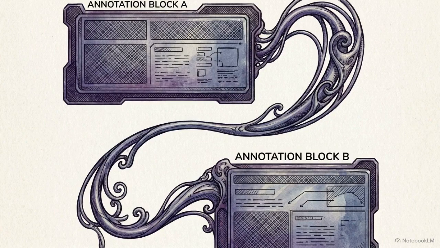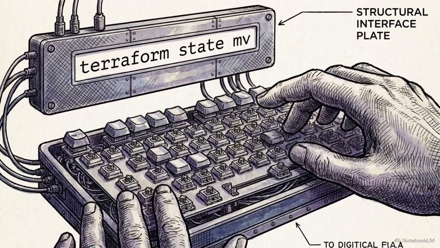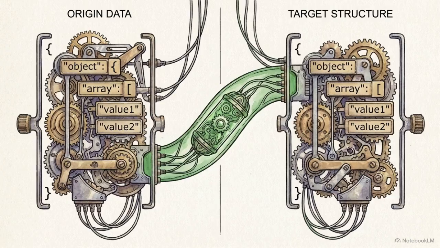For logical refactoring, you can inject moved blocks into your HCL. This explicitly tells the dependency graph that a resource has simply changed its address, avoiding replacement entirely. When manual intervention is required, the Terraform state move command allows administrators to safely restructure the contents of the .tfstate file directly, completely bypassing the cloud APIs.